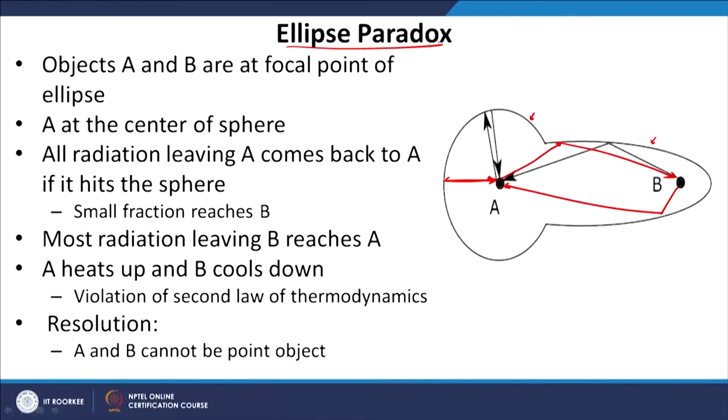Now, from a thermodynamics point of view, it is not possible. In thermodynamics, you cannot transfer heat if the two bodies are at the same temperature. Then how is this happening? This is called the ellipse paradox. And the answer to this question is that transfer of heat from A to B and B to A is possible only if A and B are not points, only if they are extended surfaces.